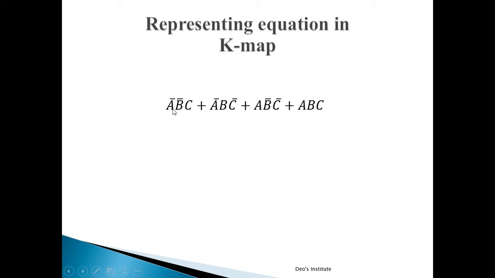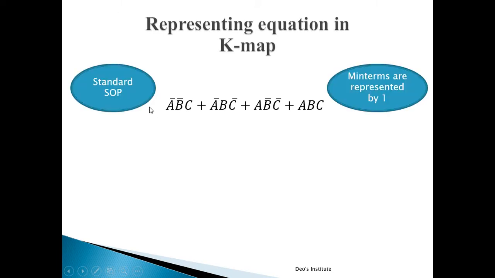Now we'll see how an equation can be represented in a K-map. Consider this equation. It is in standard SOP form. To represent an equation in a K-map, it should be in standard SOP form. We know that minterms are represented by 1. So a complemented variable is represented by 0, and an uncomplemented variable is represented by 1.